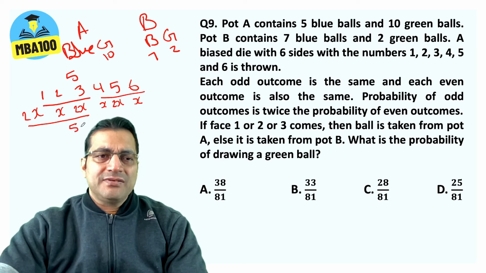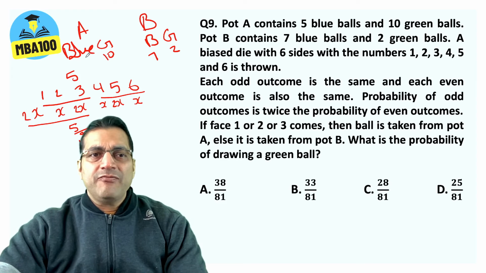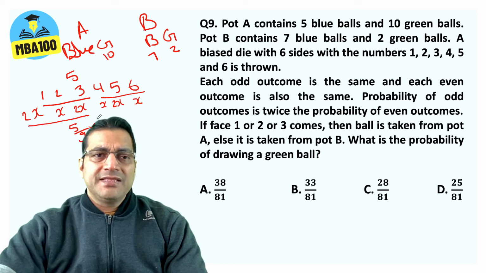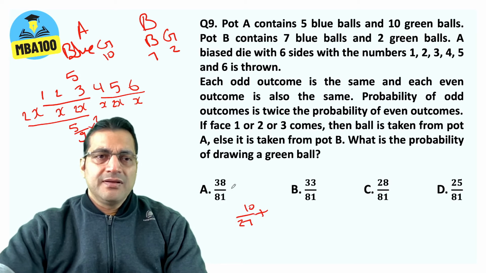So 5 by 9 into, what is the probability when you draw a ball from bag A randomly? Probability of getting a green ball. 10 divided by 15, that is 2 by 3. So 10 divided by 27. Let me put it here, 10 by 27.